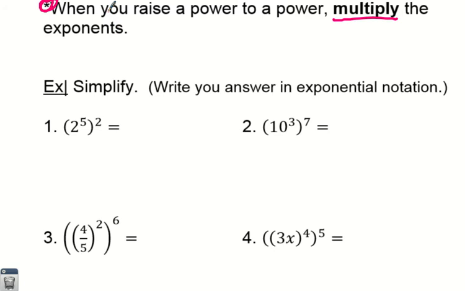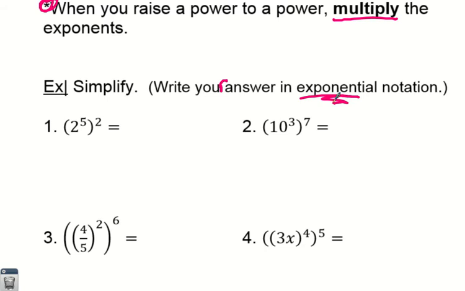Simplify. Write, looks like there's a typo here. That could be a potential bonus point in class. I wonder if anyone caught me before I realized that. Write your answer in exponential notation. Remember, exponential notation just means having an exponent.